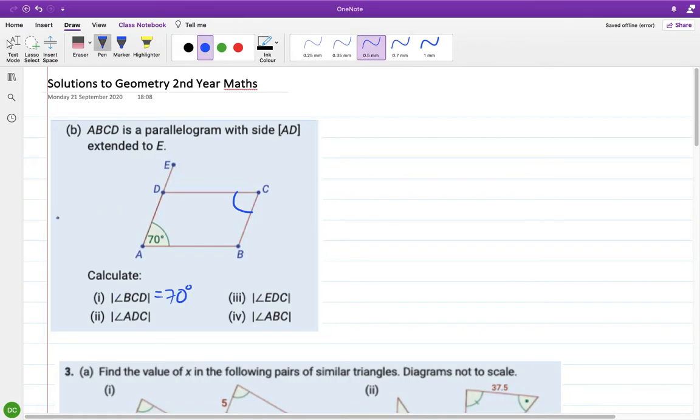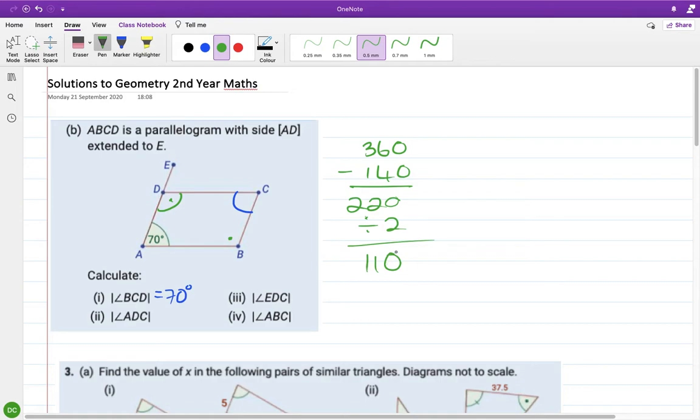Okay, so ADC. ADC is this one. So the whole parallelogram is 360 minus 140 for the two 70-degree angles. Sorry, so that's 220. And then divide that by 2 because this angle and this angle are the same. So 220 divided by 2 is 110 degrees.